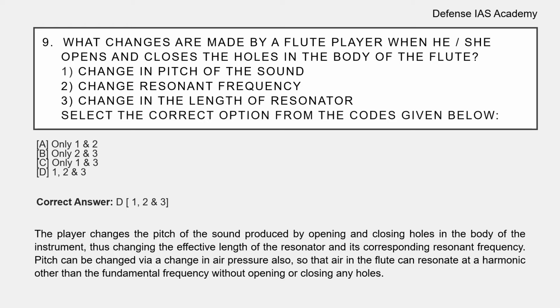The player changes the pitch of the sound produced by opening and closing holes in the body of the instrument, thus changing the effective length of the resonator and its corresponding resonant frequency. Pitch can be changed via a change in air pressure also, so that the air in the flute can resonate at a harmonic other than the fundamental frequency without opening or closing any holes.